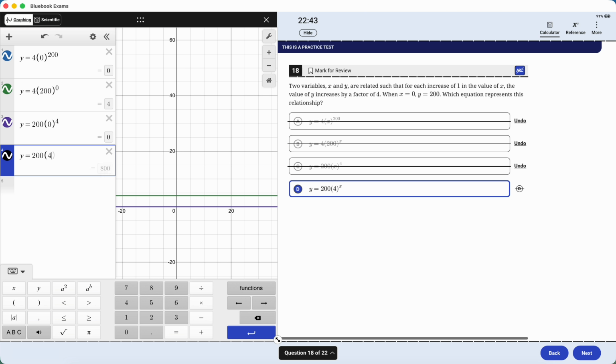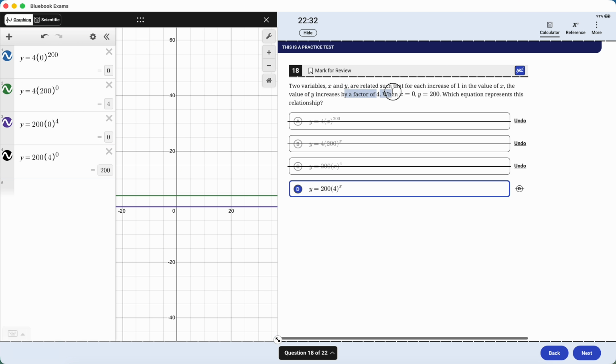You see 200, 4 to the 0, right? The other way you could know this is that it's describing an exponential situation, and the 4 is going to be the base, because of a factor of 4. If they said doubles, you'd see a 2 in there. If they said triples, you'd see a 3, right? They could have said quadruples, but they say by a factor of 4.